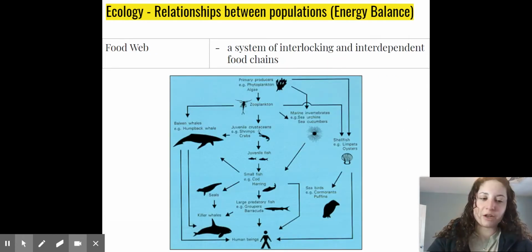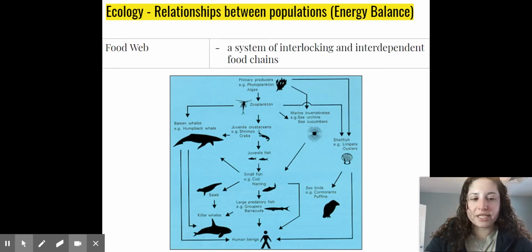Now, you can make it a little bit more realistic and create a food web. So this is basically acknowledging the fact that for some organisms, one organism might have more than one type of predator. And so it's showing you this slightly more complicated relationship between different types of organisms.